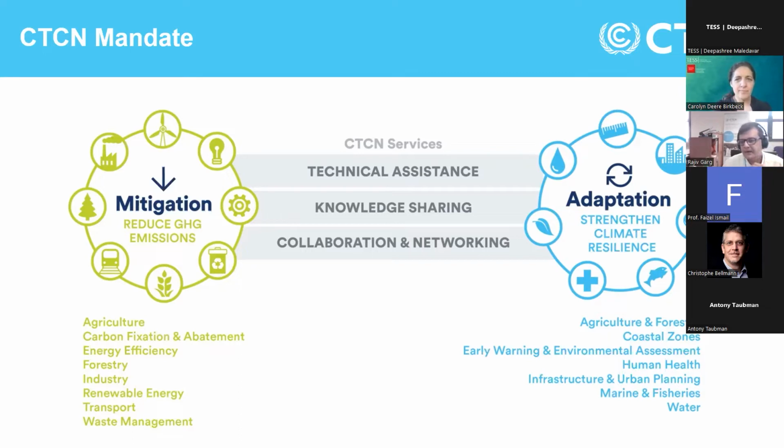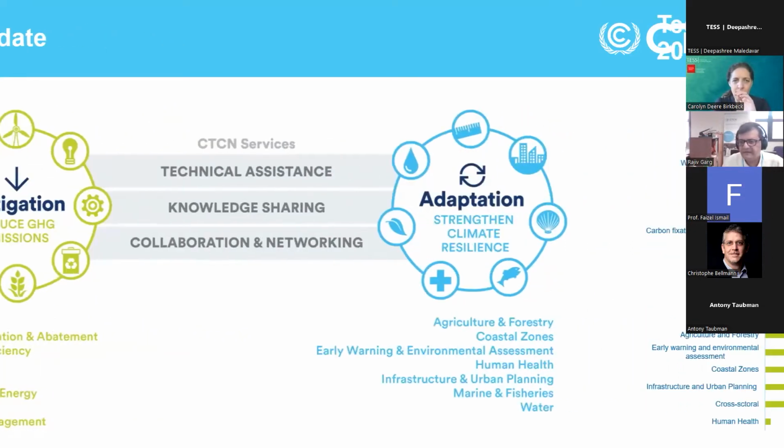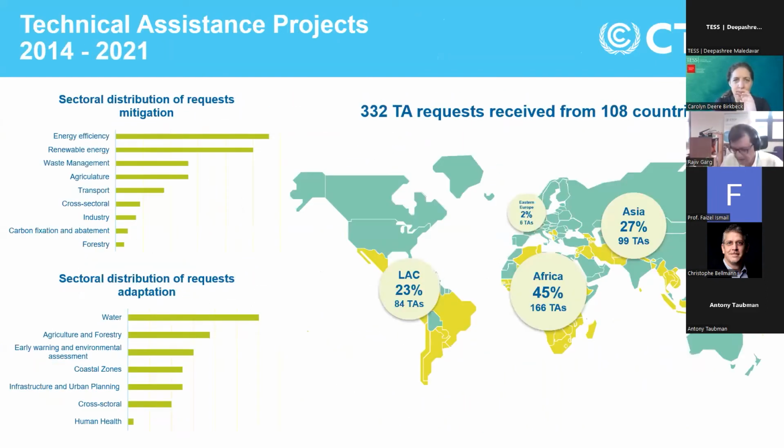And on adaptation, we work on agriculture, forestry, coastal issues, early warning systems, human health, urban planning, and water. But these are just representative. They are not the final list. Finally, it depends on what the countries want. They are free to ask for support.